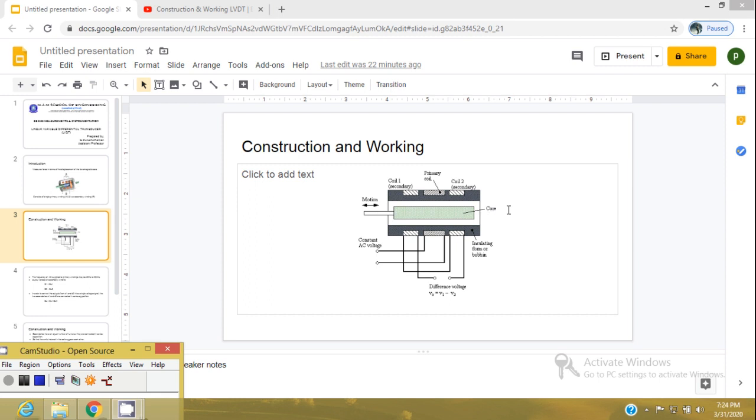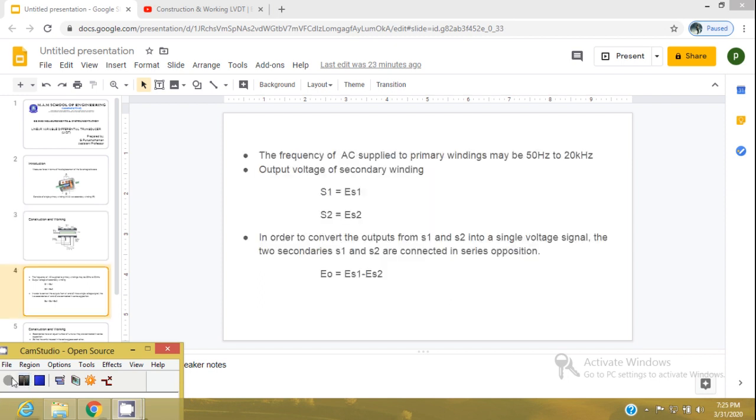It is made up of a ferromagnetic material, or we can say a movable magnetic core or soft iron core. The frequency of the AC supply to the primary winding may be 50 Hz to 20 kHz. The output voltage of secondary winding S1 is ES1, and of secondary winding S2 is ES2. In order to convert the output from S1 and S2 into a single voltage signal, the two secondaries S1 and S2 are connected in series opposition. We will see later what is meant by series opposition. The output voltage, that is the EMF, is equal to ES1 minus ES2.